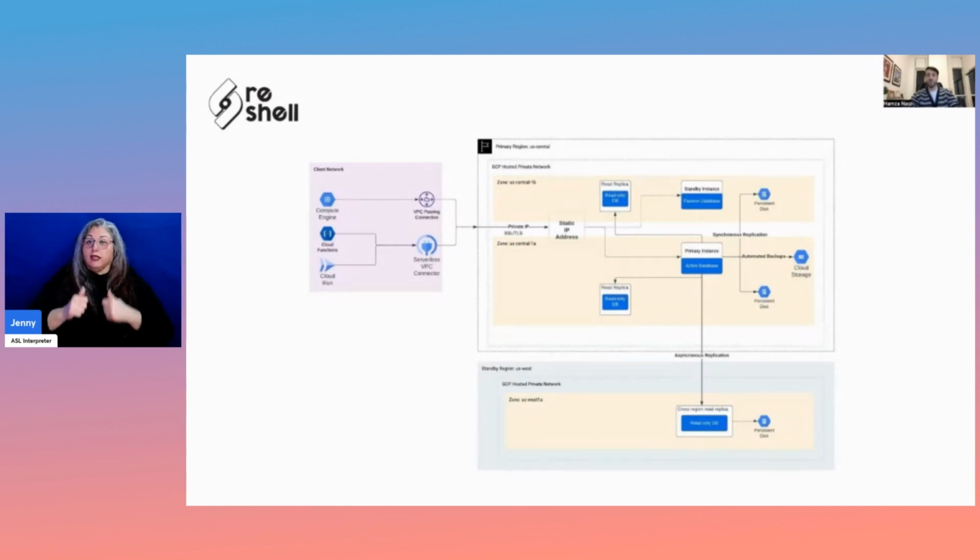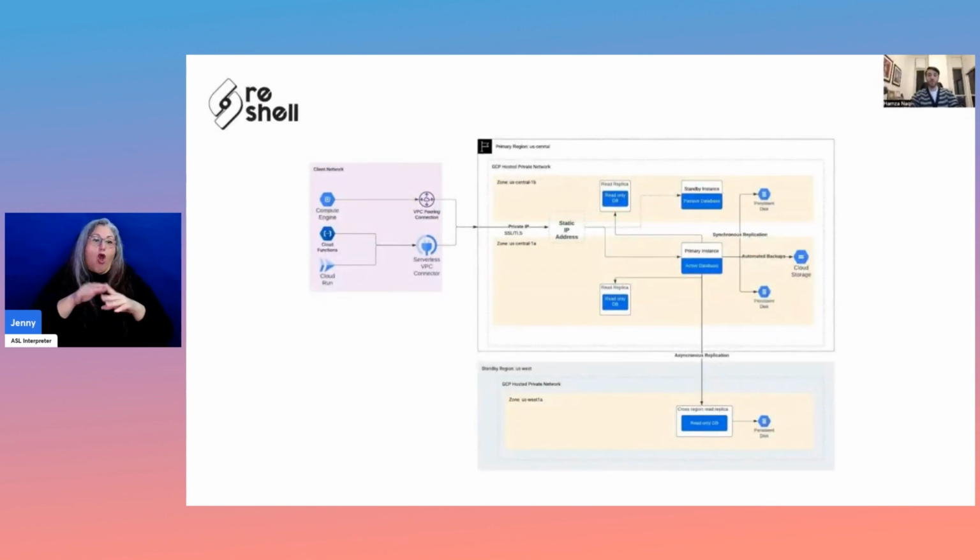Second, we have GCP's serverless VPC access connector, which allows sources like Cloud Run and Cloud Functions to communicate with GCP Cloud SQL using a private IP. As you can imagine, this is a pretty important step in ensuring our source and destination communicate over a private channel and avoid traversing the public internet.